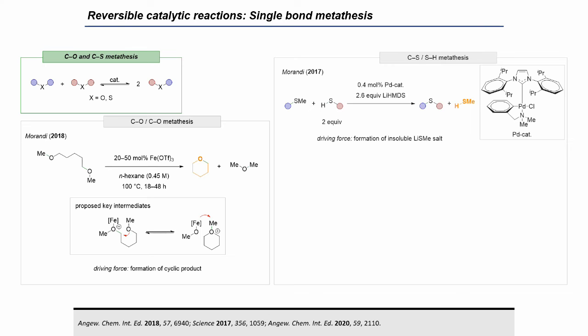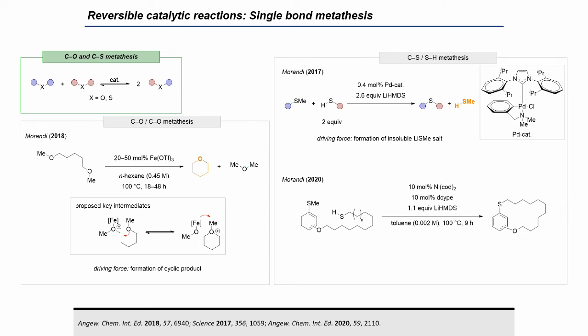An excess of the thiol was required, and it is proposed that the poor solubility of the lithium thiomethoxide byproduct provides a sufficient driving force to favor formation of the products. Further development of this reaction using nickel catalysis also led them to develop a macrocyclization strategy based on the same C–S/S–H metathesis principle to access thioethers.